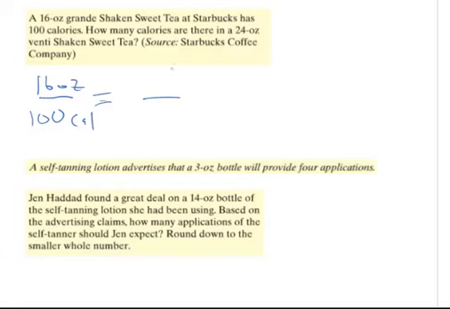And now our iced tea is 24 ounces, and we want to figure out how many calories we're going to have now. Now again, before I even do this problem, my guess is our answer should be more than 100 calories. 16 ounces gives me 100 calories, 24 ounces should be more than that. So again, I'm going to cross multiply. 24 times 100 is 2,400.